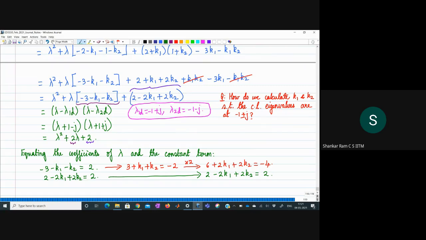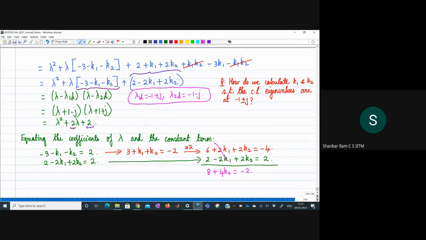Now we just add these two equations, right? If I add these two equations, what is going to happen? The k1 terms are going to cancel. We are going to get 8 plus 4k2 is equal to -2, right? So this will give us k2 equal to -10/4, which is -2.5.